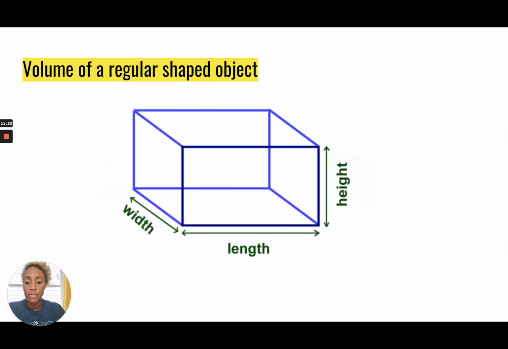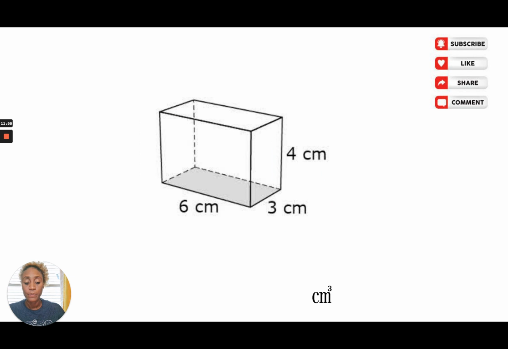There are three things that you have to remember. When you look at the box, you'll see its length. You also see its width and its height. So in order to calculate the volume of a regular shape, like a cube in this case, you have to measure the length, the width, and the height. If you look at our box right here, the length is 6 centimeters, the width is 3 centimeters, and the height is 4 centimeters.